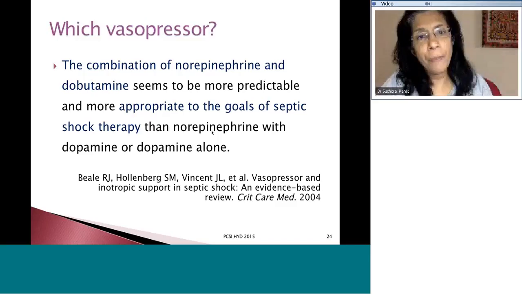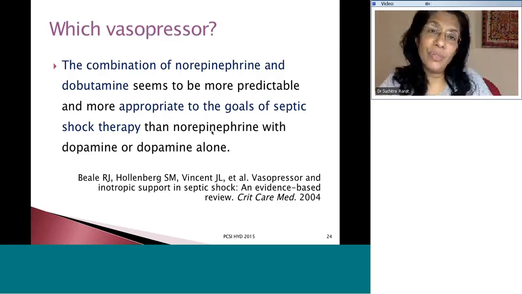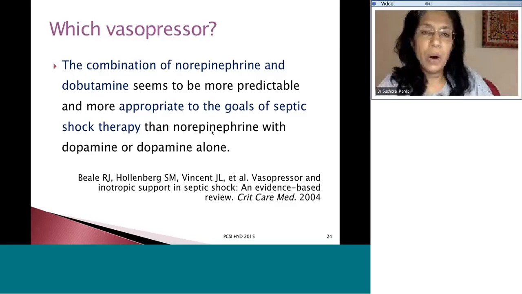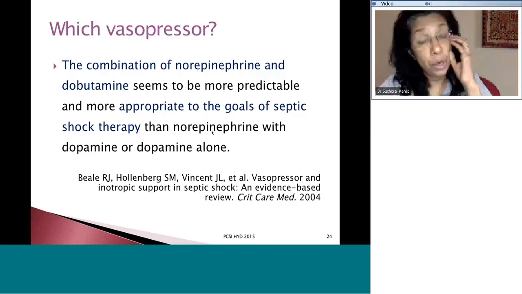If you have a patient with septic shock and vasodilatation, there are now increasing reports on the combination: if you have septic shock, cardiac dysfunction, and very low SVR, this combination of norepi and dobutamine seems to be an ideal agent, very predictable, more appropriate to septic shock therapy than norepi with dopamine or dopamine alone.